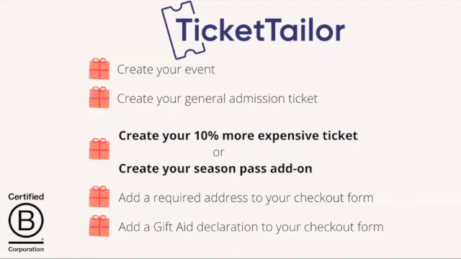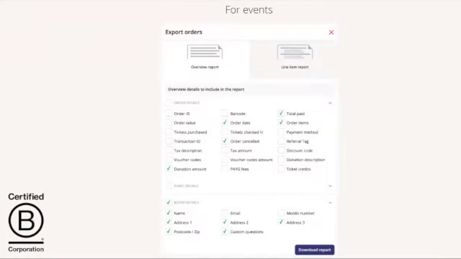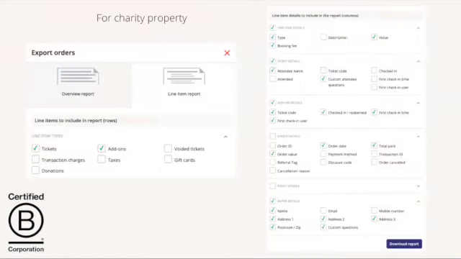And then once you've started selling tickets, once you've got your donations, once you've upgraded to your season passes, we've made it quite simple to export your gift aid reports. Again, I'll show you this and how I would break this down into a gift aid donations report. For events, because you're allowed to aggregate your donations, we'd recommend exporting an overview report after you've sold your tickets and taken your donations. And then for charity property, you'll need to upload individual donations to your spreadsheet, so it's best to do a line item report and get all of the information you need that way.